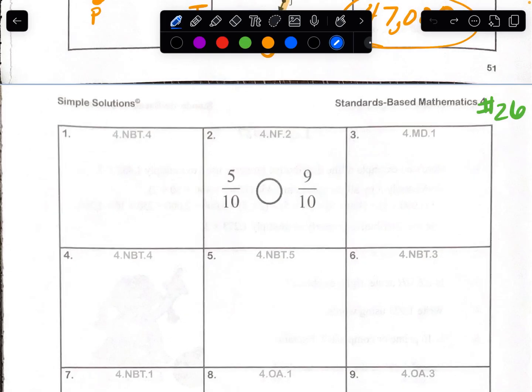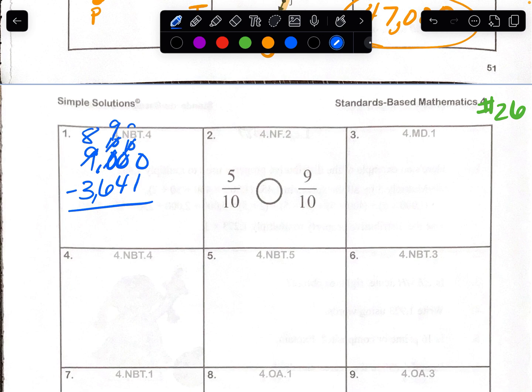Right, we have Simple Solution number 26, answers. All right, number 1, we are looking for the difference between 9,000 and 3,641. Clearly, with those zeros, we are going to have to do some regrouping before we can subtract through every place value. All right, so the difference is 5,359.